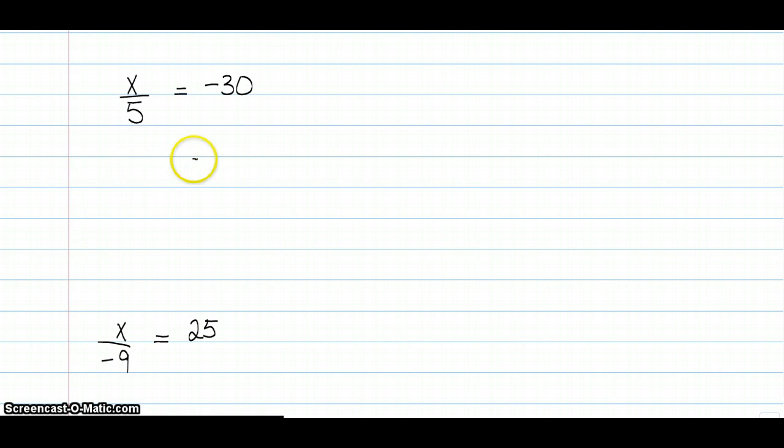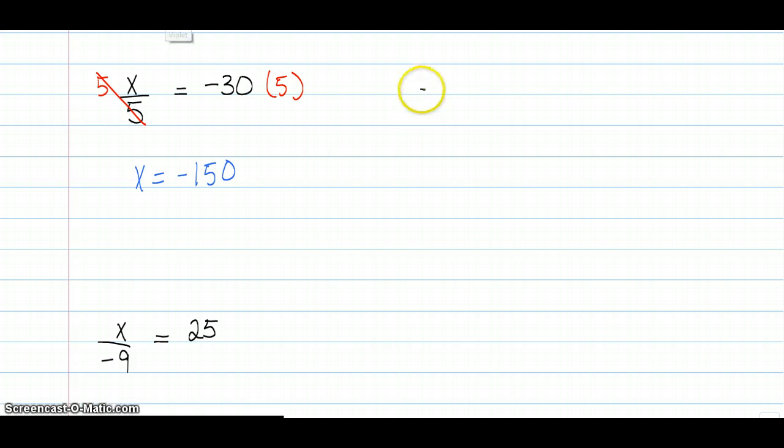X divided by 5 is equal to negative 30. Well, this time I have division, so I'm going to multiply both sides by 5. So I have x is equal to negative 150.